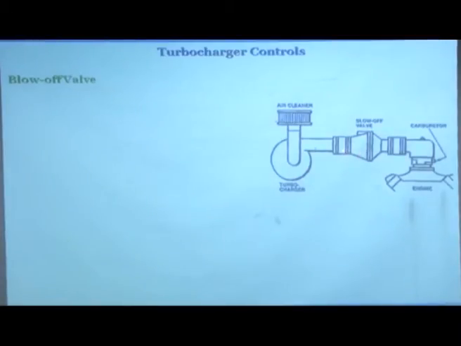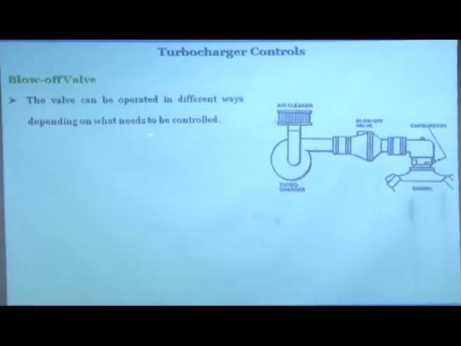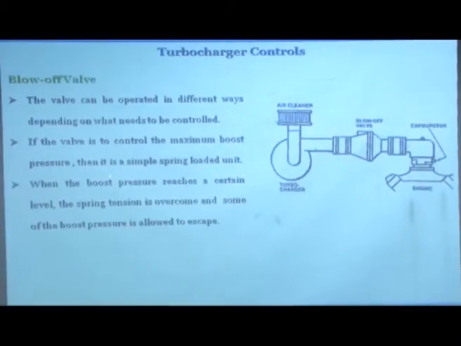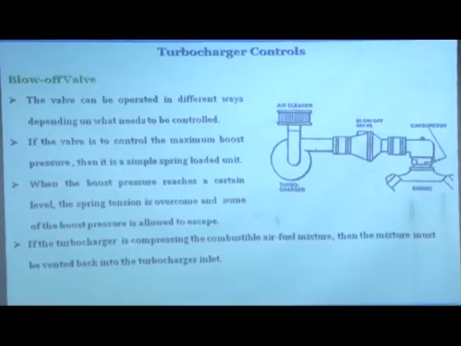Once you have attained the desired level of pressure, this will close and the engine will be supplied with that pressure air. The valve can be operated in different ways depending on what needs to be controlled. If the valve is to control the maximum boost pressure, then it is a simple spring loaded unit. When the boost pressure reaches a certain level, the spring tension is overcome and some of the boost pressure is allowed to escape.